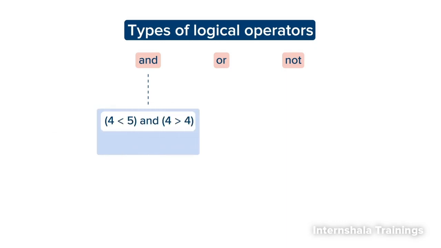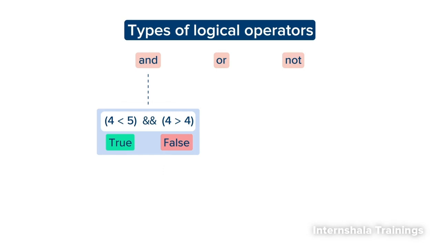Let's say we have two expressions. In the first expression, the left operand is less than the right operand. That is, the statement is true. And in the second expression, both the operands are equal. In this case, the statement is false. In PHP, the AND operator is denoted as ampersand ampersand. So in our expression, we will change it to ampersand ampersand.